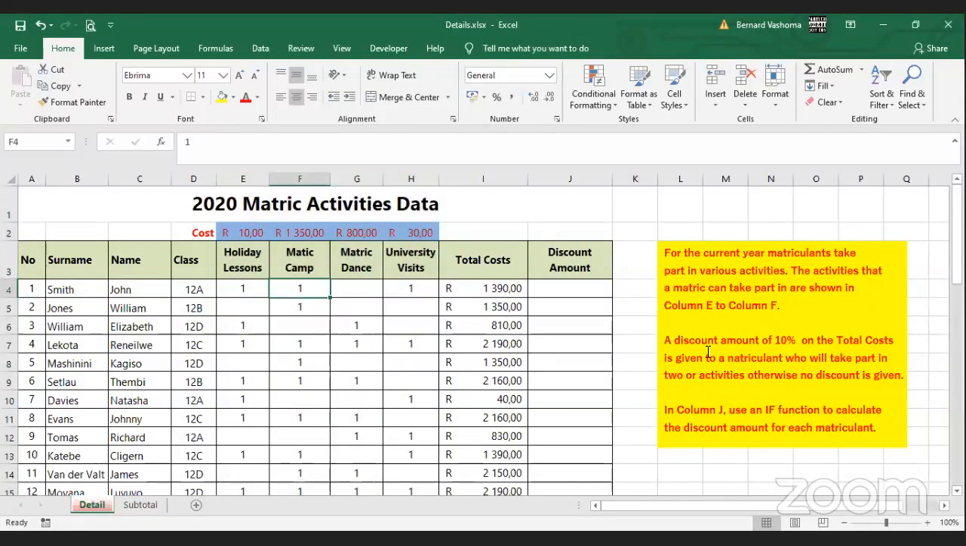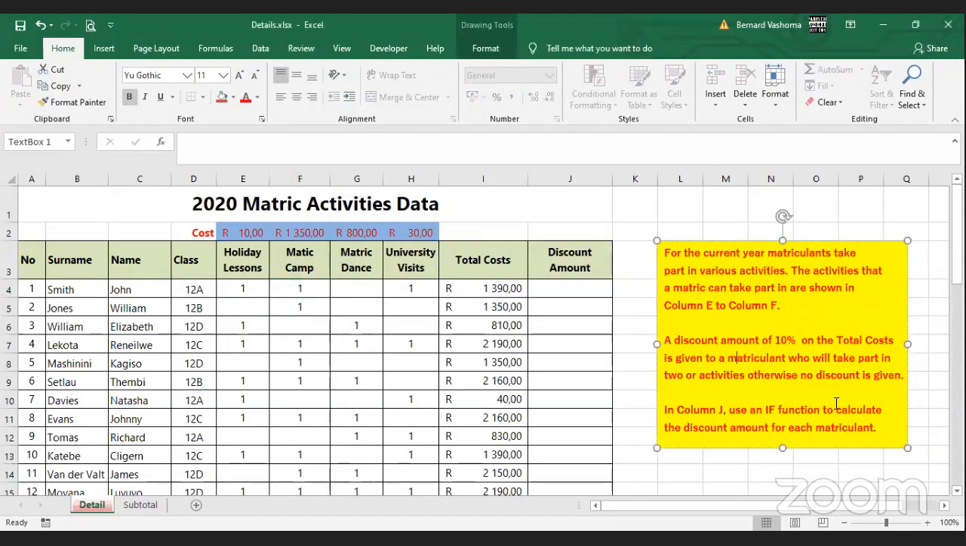Then it goes on to say a discount amount of 10% on the total cost is given to a matriculant who will take part in the 2 activities, otherwise no discount is given. So have that in mind. If a person has got 2 or more activities, their total cost will be reduced by 10%. That will be the discount. So in column J, use an if function to calculate the discount amount for each matriculant.